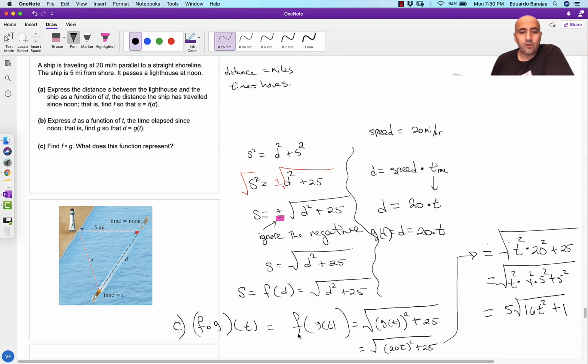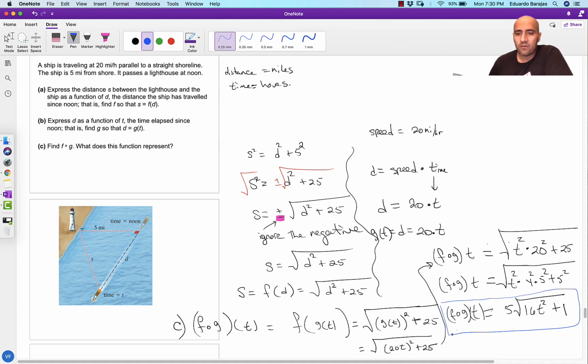So that's our final result for the composition of the functions. This is f composed with g of t. Finally, f composed with g of t. It's that guy. Okay, so what did we get?